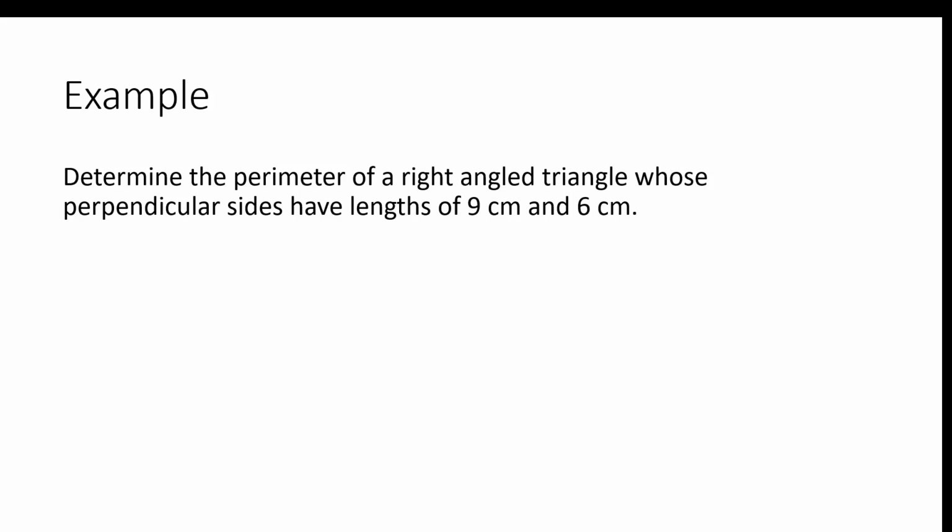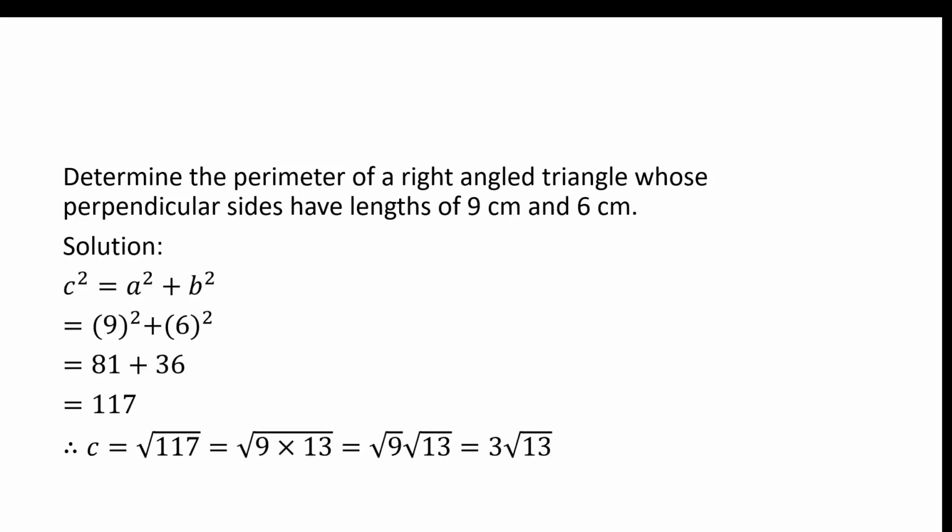Now, what if we have a right-angled triangle with perpendicular sides that have lengths of 9 centimeters and 6 centimeters? Well, in that case, to determine the perimeter, we want to get the length of that hypotenuse. So we just imagine a triangle, right-angled, and we want to determine the length of that hypotenuse. We know that we can just say c squared equals a squared plus b squared. So that's c squared is 9 squared plus 6 squared, so ultimately that equals 117.